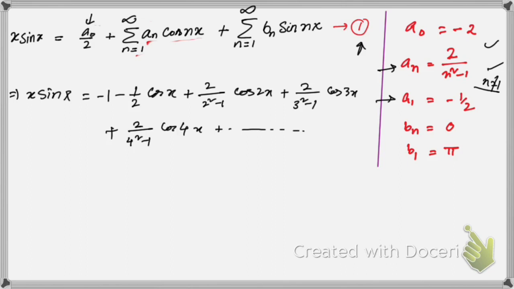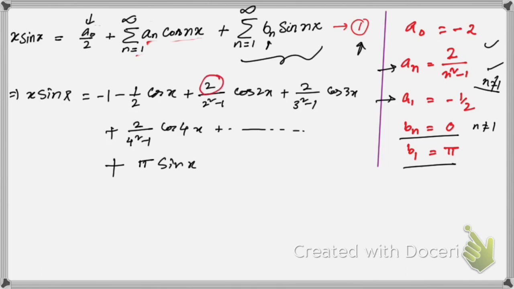Then plus the next series. So here bn is equal to 0 for n not equal to 1, right? But b1 is equal to pi, so here we will get only one term, that is for b1 is pi. If you put here pi, then you gotta get pi sine x. That is what you will get, right? So now you see, from all those terms, if you take 2 common, then our final result will be something like this.